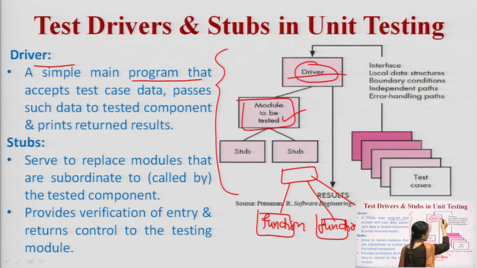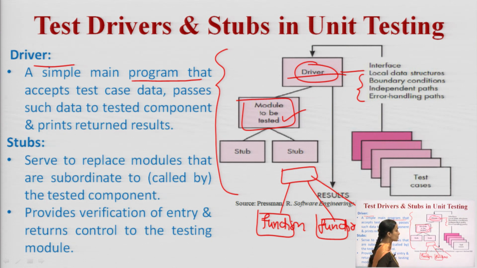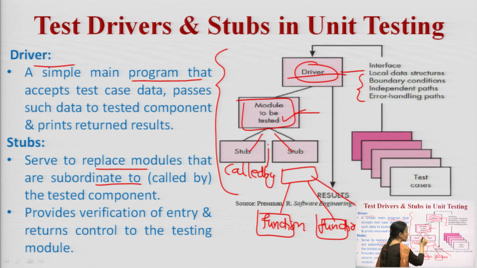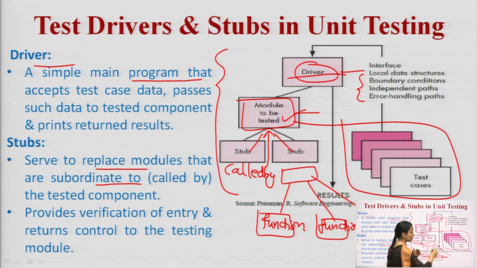So, in this I will be defining the local data structure and I will be checking it for boundary conditions, for independent path and for error handling that we have discussed in the previous slide. As I said, if this module requires some things that are not yet defined, I will be creating stubs. A stub replaces a module that is not yet defined, if it is called by any module. So, for this module I have written the test cases.